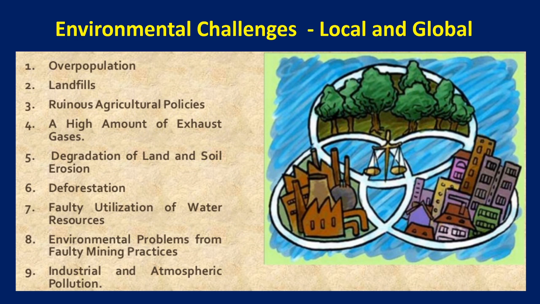Because the population is exploding, we need to find places to live in. For that, we expand our living area as landfills, or as a result of throwing waste and expanding the land. Then ruinous agricultural policies, this is another thing which can be harmful to the environment. Using excessive pesticides, using chemicals for increased yield. So there can be certain policies which can hamper the environment in a negative way.